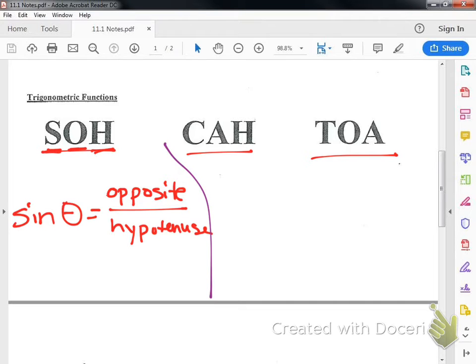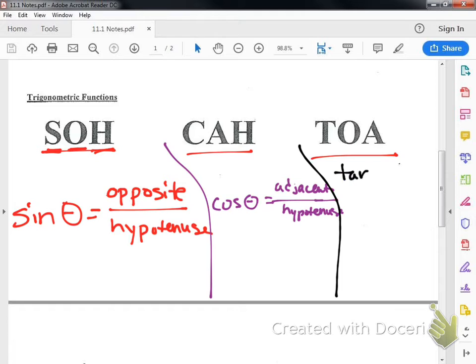The next one is CAH, that's cosine, and that's adjacent over hypotenuse. It's theta. It's a Greek letter. A lot of times in trig you'll see Greek letters used for the angles. And then TOA is tangent. So tangent of theta, that's opposite over adjacent. I'm going to abbreviate, I'm kind of out of space.